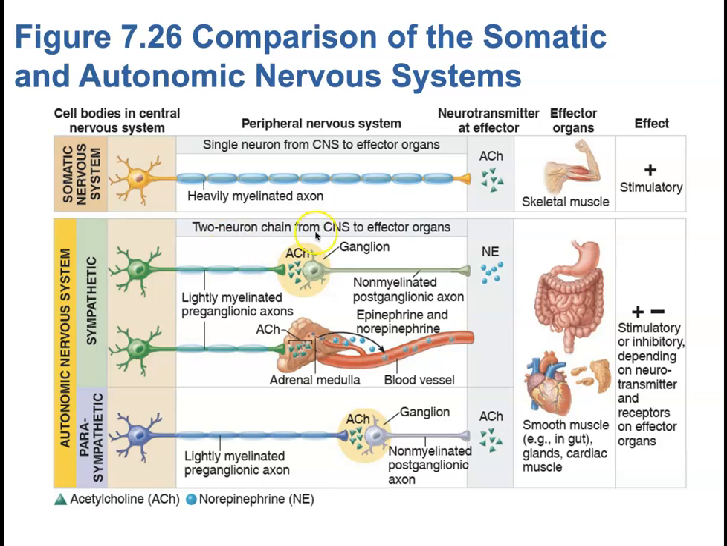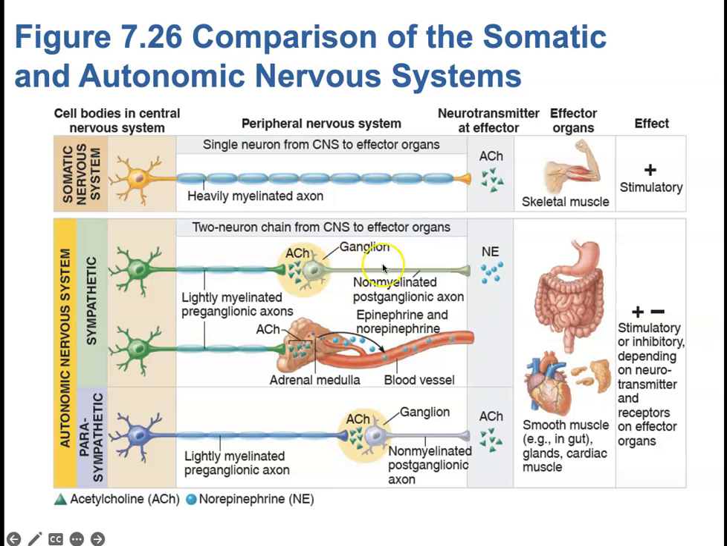So to summarize how the whole autonomic nervous system works, remember that you have two neurons involved: a preganglionic neuron and a postganglionic neuron. With your sympathetic system, the preganglionic neuron always secretes acetylcholine. The receptors on the postganglionic neuron are nicotinic receptors that are always stimulatory. Here on the adrenal medulla, which is the core of the adrenal gland, we have nicotinic receptors that respond and stimulate the secretion of epinephrine.